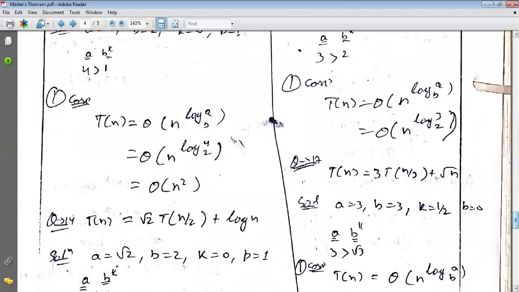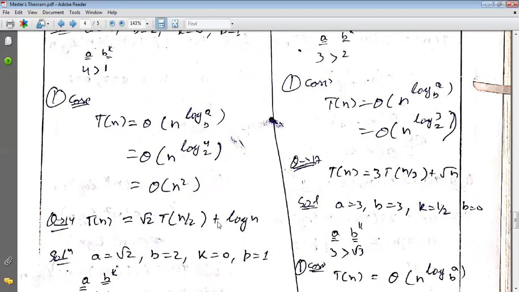This is the next question. Very good question, very nice. Just be careful. T(n) equals root 2 T(n/2) plus log n. First, tell me whether this particular equation is in the given format or not. Just compare. Let's say we have aT(n/b). So we have a as root 2, we have b as 2. Again, we don't have the term of n.